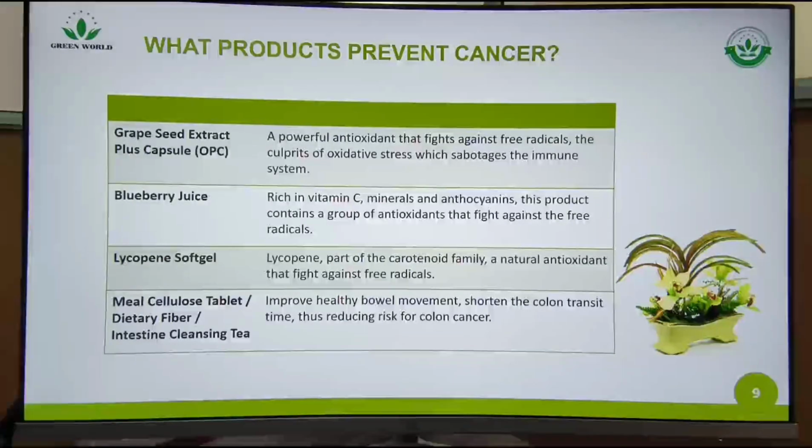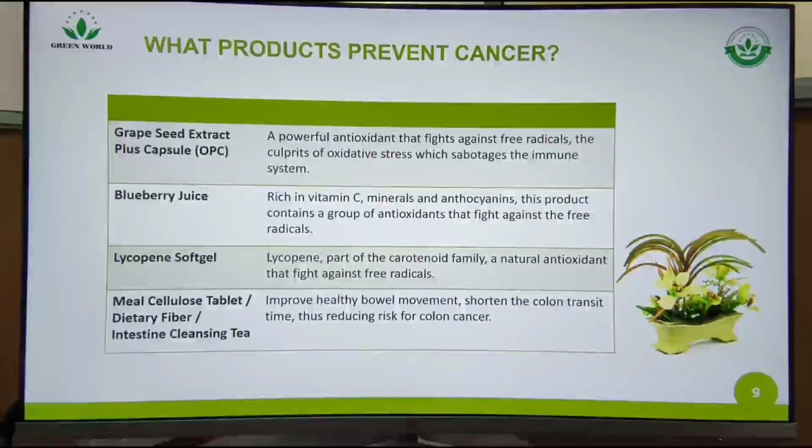Then we also have blueberry juice, rich in vitamin C, minerals, and anthocyanins. So this product contains a group of antioxidants that fight against the free radicals. Then you have lycopene soft gel, or also called beta-carotene. Lycopene is part of the carotenoid family, a natural antioxidant that fights against free radicals, good for prostate cancer. Then we also have meal cellulose tablet or dietary fiber, also intestine cleansing tea. This one is mostly for colorectal cancer, improves healthy bowel movement, shortens the colon transit time, thus reducing risk of colon cancer. Okay, now these are the products that can be used to prevent cancer.